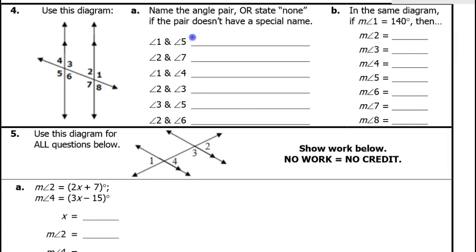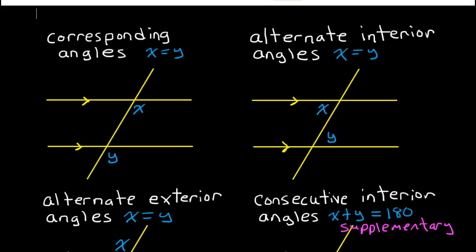All right, here we go with number 4. It looks like several of these problems are going to revolve around having a pair of parallel lines cut by a transversal. So let's do a quick review of some special names that we learned.